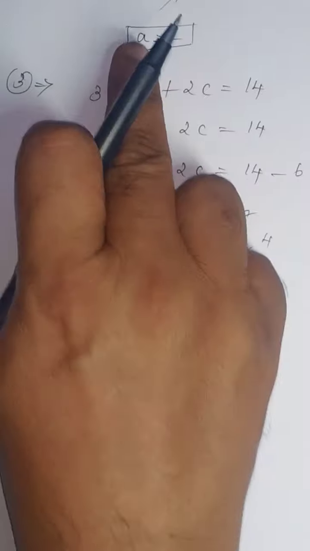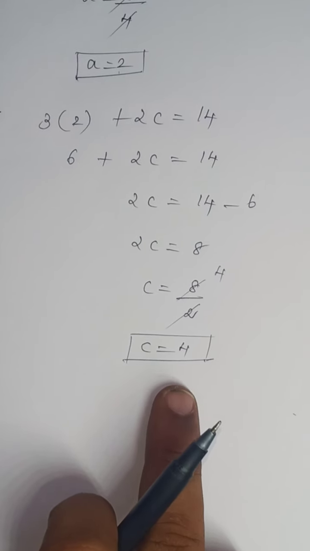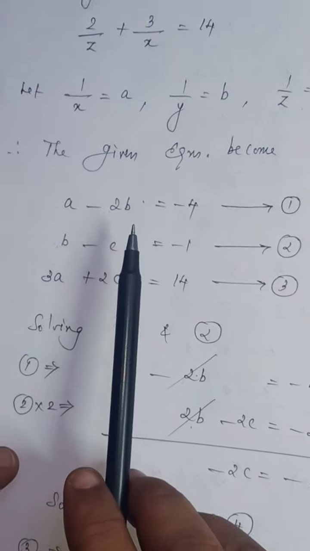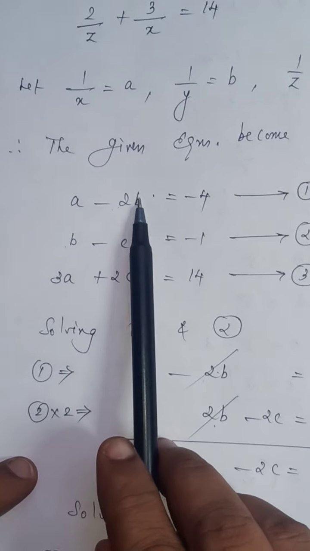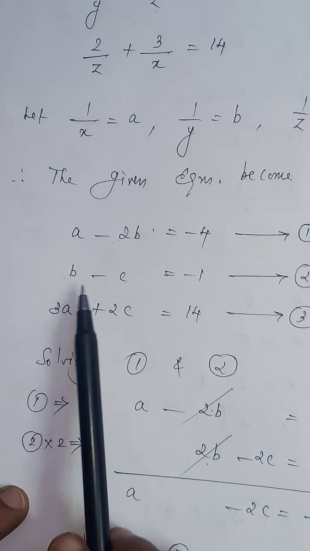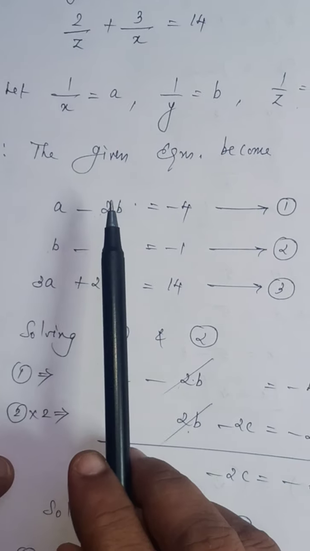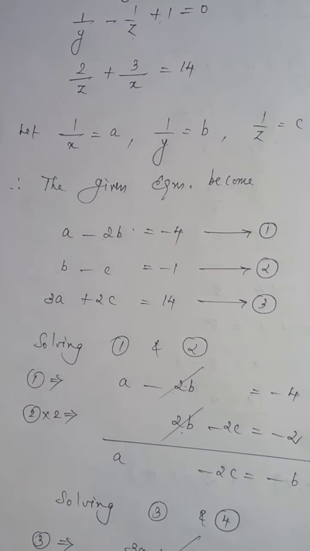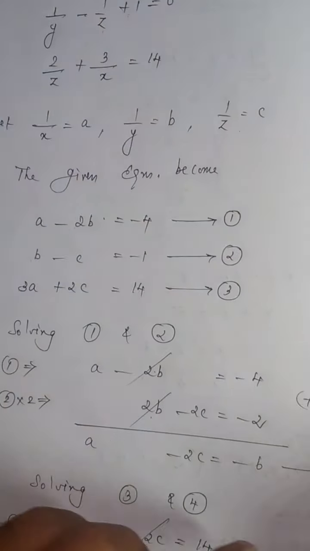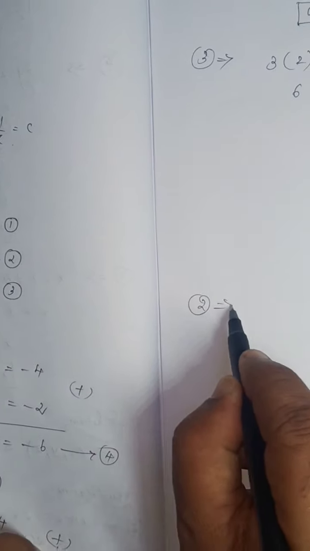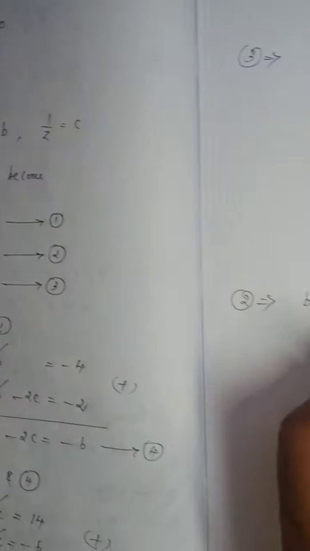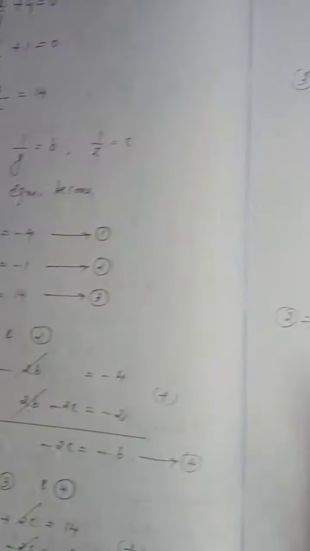Now we got the values of a and c. We are going to find the value of b alone. That variable b is in equation number 1, even in 2, not in 3. So we can consider either 1 or 2. I am going to take equation number 2. Equation number 2 implies b minus c. C value please, 4. That is equal to minus 1.